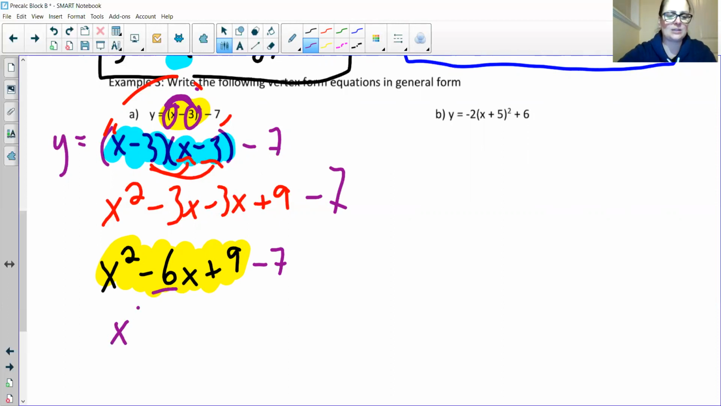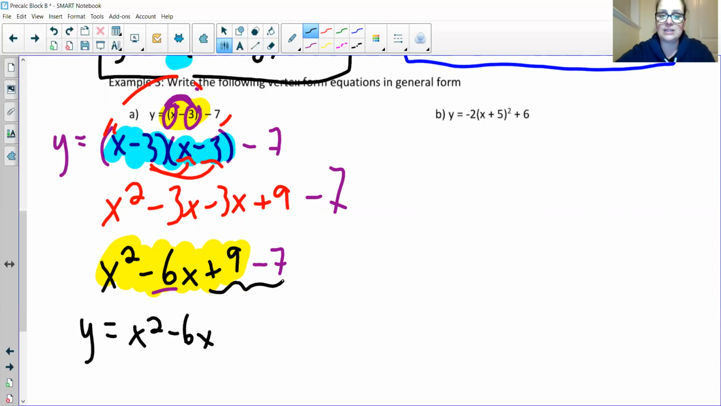Now we just have to simplify that and include that minus 7. So we have y equals x squared minus 6x, and then we combine these like terms, plus 9 minus 7 is positive 2. All right, try the next one.